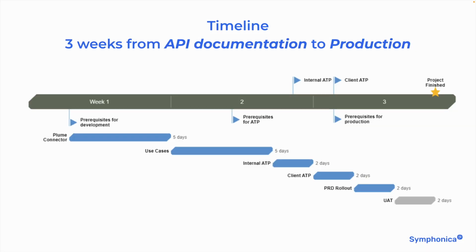Our customer was delighted by our delivery time since we implemented the whole solution in 3 weeks from getting the API documentation to the production rollout. This was possible because of Symphonic's no-code AI-driven design studio. Now, let me show you the Wi-Fi service activation workflow.